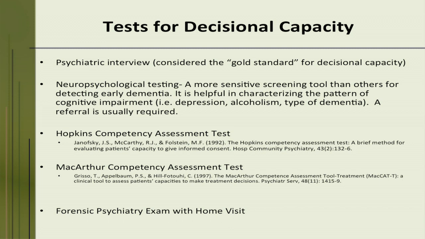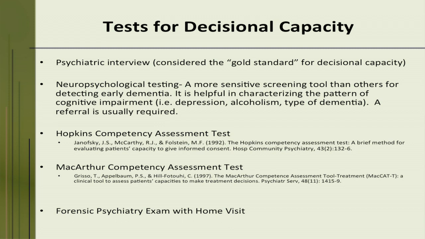So what are some tests for decisional capacity? Well, there's the psychiatric interview, which is considered the gold standard for decisional capacity. There's neuropsychological testing, a more sensitive screening tool than others for detecting early dementia. It is helpful in characterizing the pattern of cognitive impairment, depression, alcoholism, type of dementia. A referral is usually required in order to receive this test.